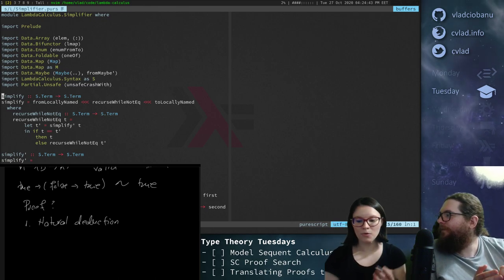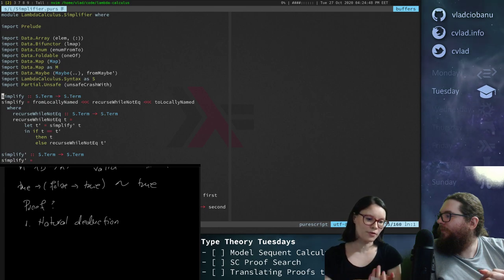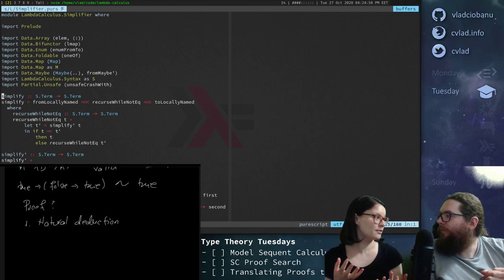For example, in natural deduction, you have rules. You have rules for manipulating the connectives.